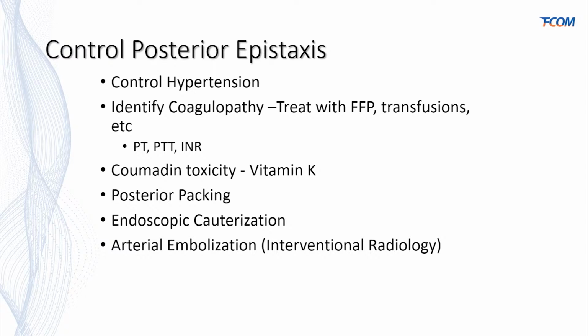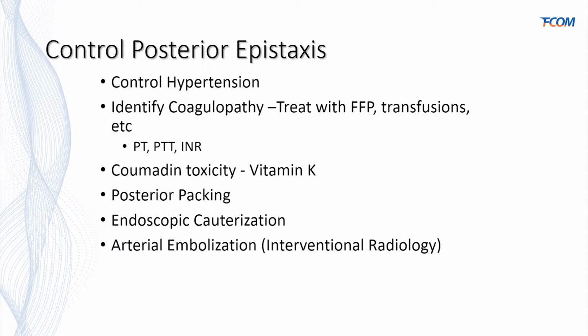So for controlling posterior epistaxis, you want to control any hypertension, identify any coagulopathy, and you want to treat that with fresh frozen plasma or even transfusions. So a type and cross would be beneficial, as well as checking PT, PTT, and INR. Nowadays, we're having less and less Coumadin toxicity. This would be reversed with the use of vitamin K.